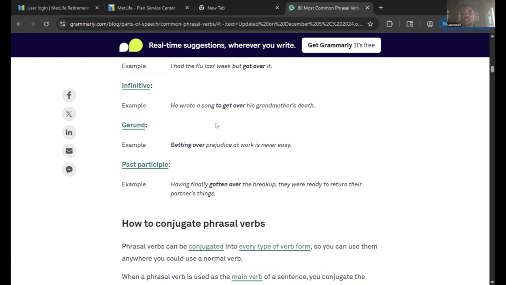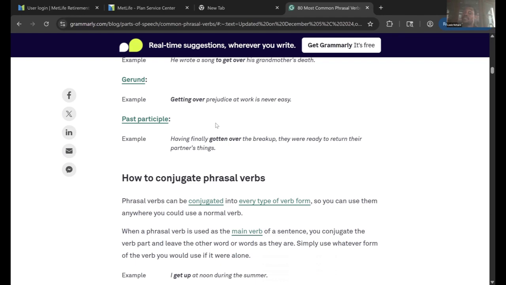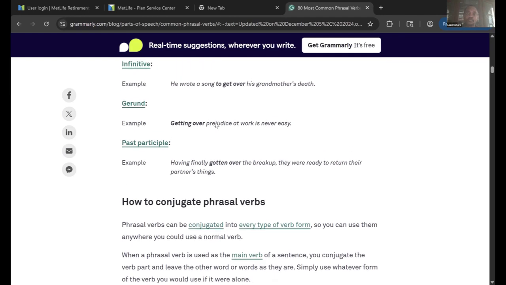Now, he wrote a song to get over his grandmother's death. Tu vois, il a écrit une chanson, n'est-ce pas, pour... attends, comment on peut expliquer ça? Pour se soulager de la mort de sa grand-mère, quelque chose comme ça. Ou bien pour oublier la mort de sa grand-mère, quelque chose comme ça.